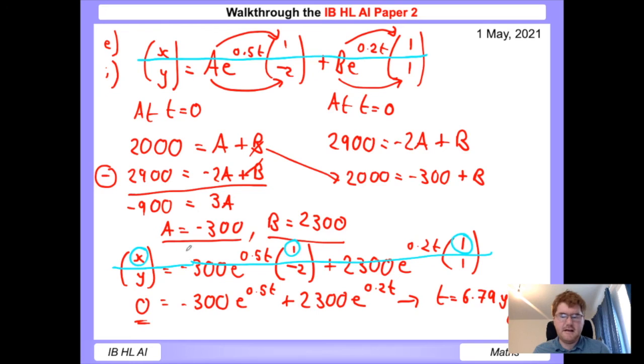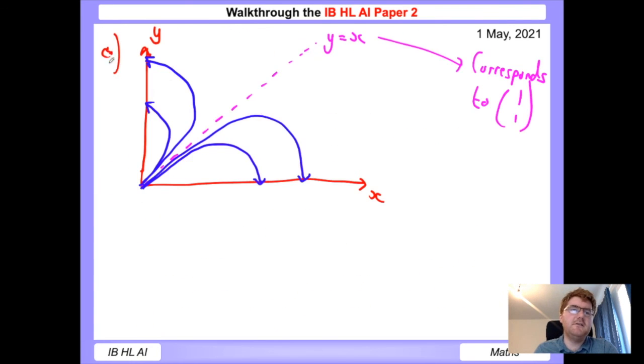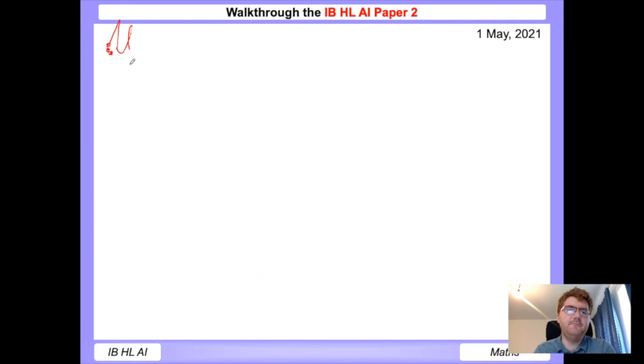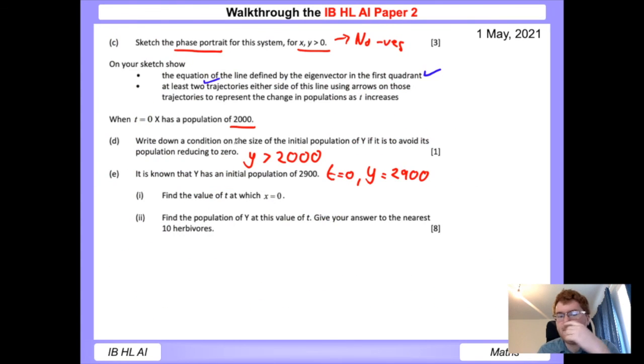Okay, let's look at part 2. So let me just write in part 2. Still getting used to my pen. And then find the population of y at this value of t. Give your answer to the nearest 10 herbivores.